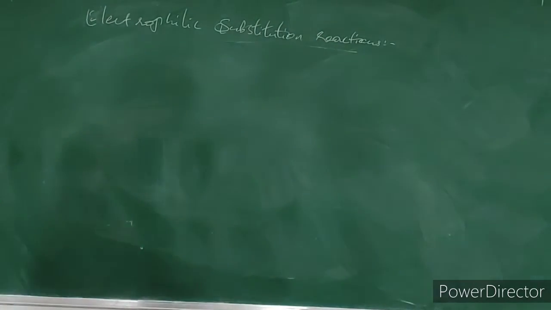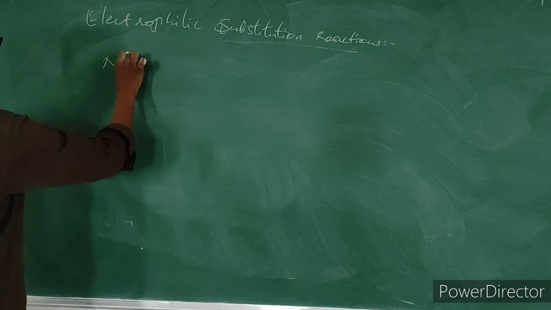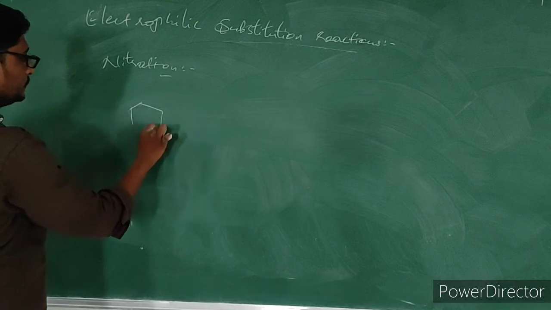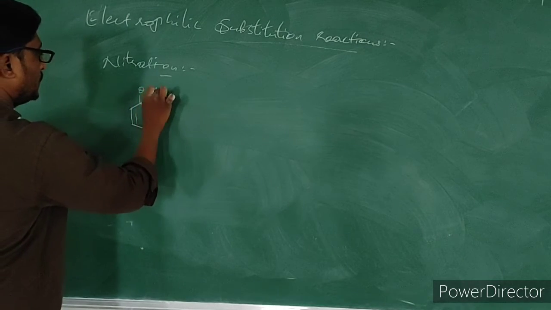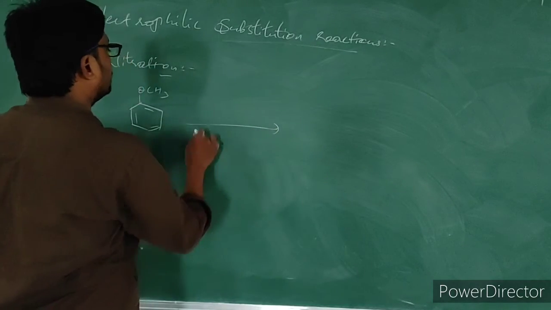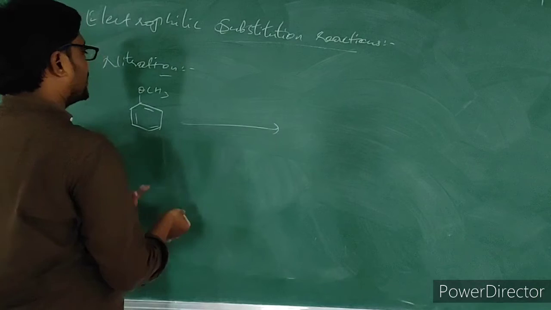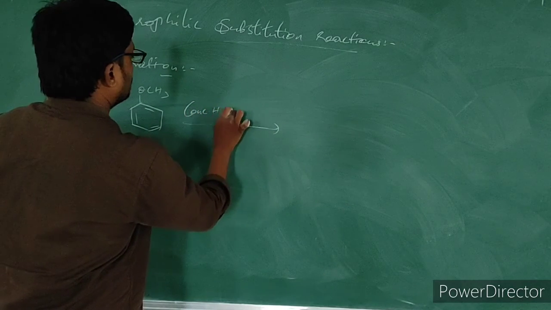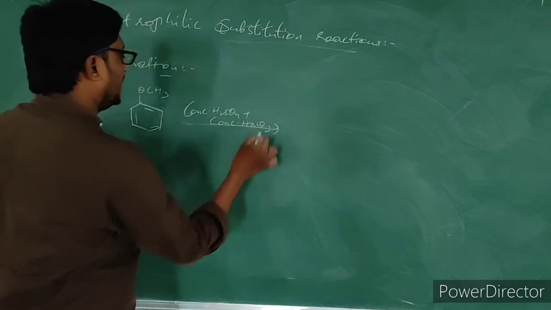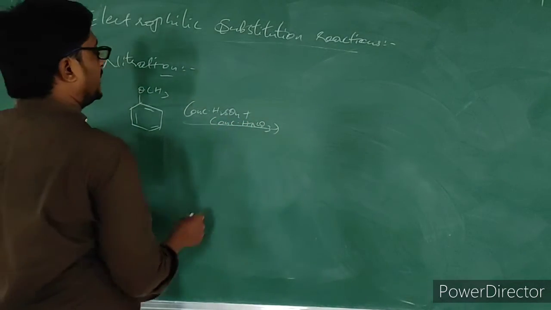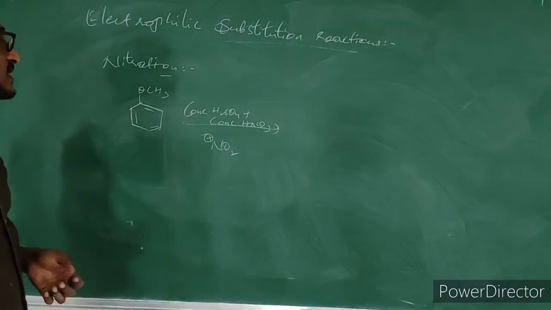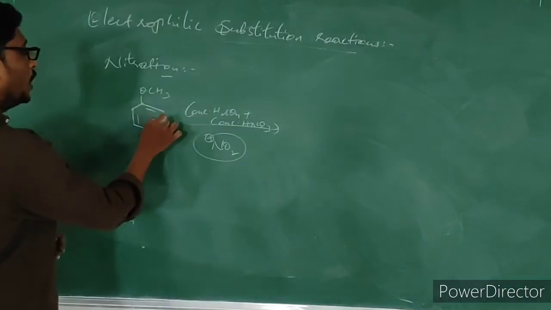In the same way, let us see nitration. Methoxybenzene reacts with HNO3, the nitration mixture. Nitration mixture is nothing but concentrated H2SO4 plus concentrated HNO3. We call this the nitration mixture. When these two react together, we know NO2 plus is the electrophile which gets generated. So it will bind at the ortho or para position.